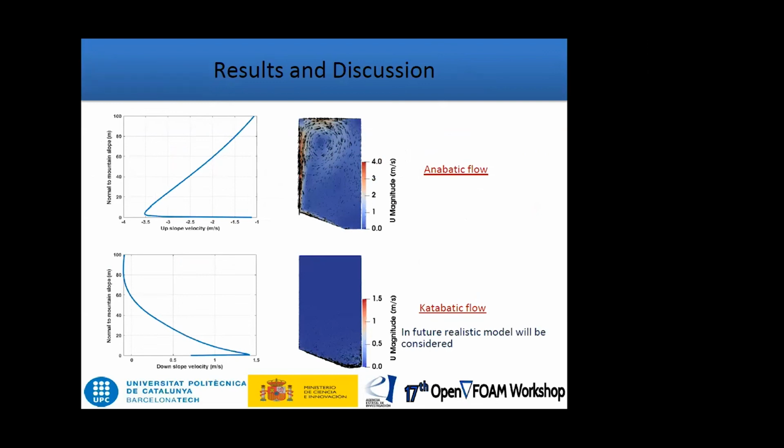This is the contour shown for the anabatic and katabatic flow. On the top you can see the velocity profile drawn at that 171 point at the upper point location, and here the corresponding vector plot is shown. You can see that this has a similar profile to what has been simulated with the other codes.